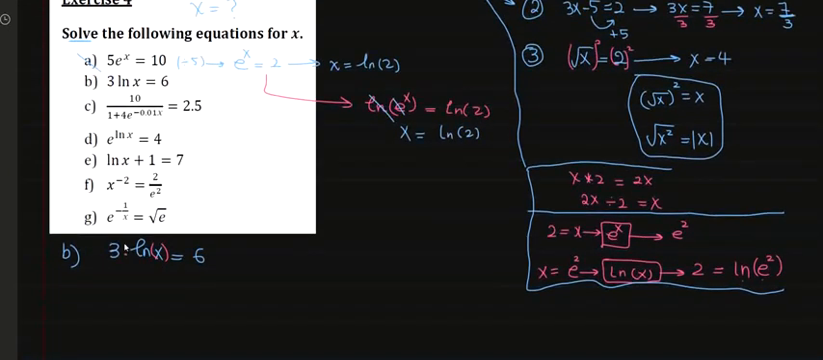So now, what we will do, we will think exactly as if we're having 3 times something we don't know equals 6. What do we do in this situation? We just get rid of the 3. And this is what we will do here. Get rid of the 3. We will be left with ln x equals 6 divided by 3, which is 2.